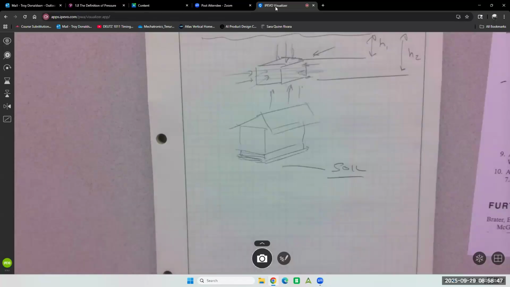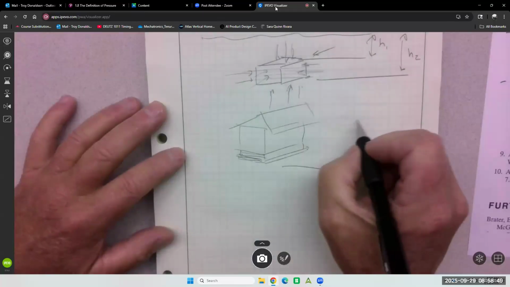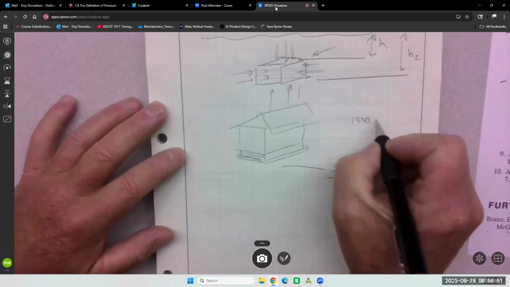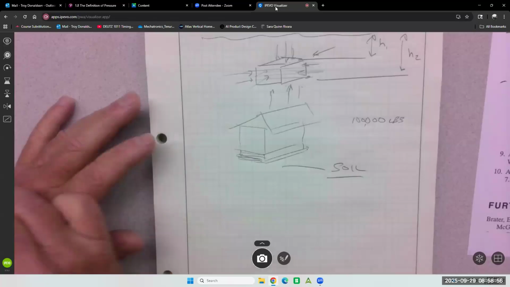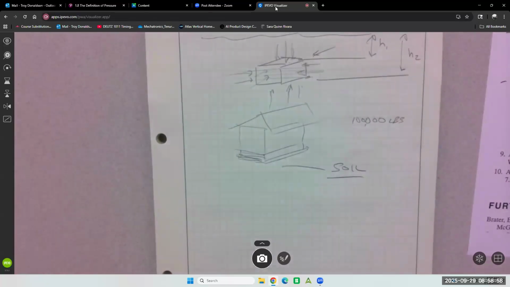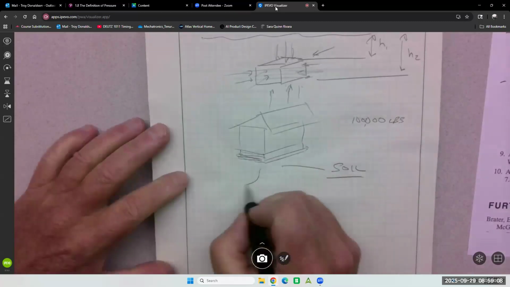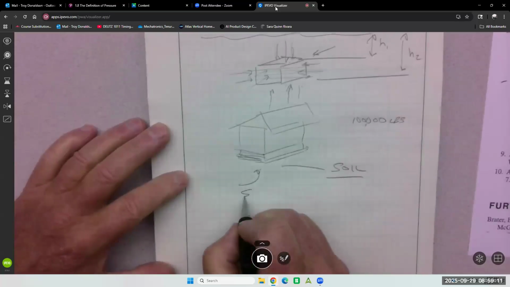It's a lot of weight. I mean, we can estimate it at 100,000 pounds. A whole bunch of weight. Why doesn't that just sink into the soil? Hopefully it doesn't just sink into the soil. It's not what we want our house to do. The soil fights back, and that's soil pressure.